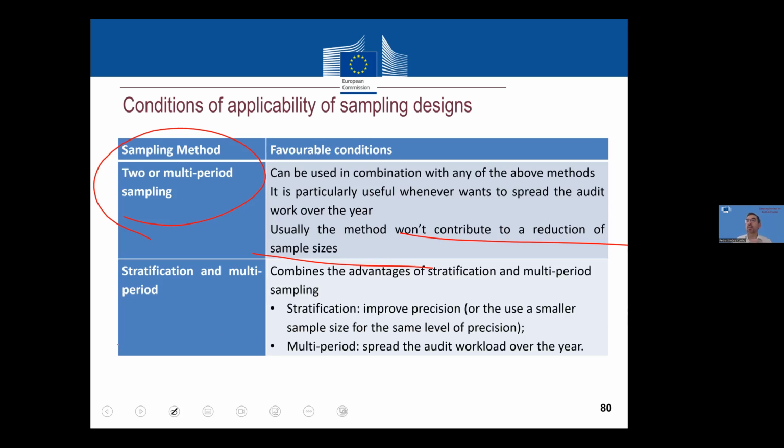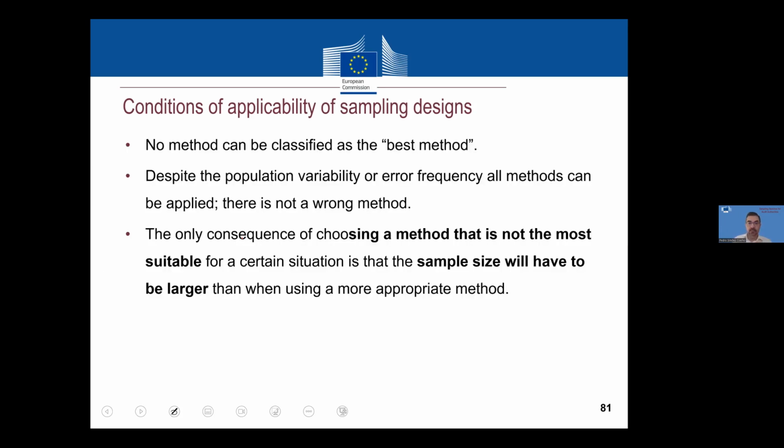But there is also something that several of you, several audit authorities, have done, which is using a combination of stratification and multivariate approaches. And by doing this, we can achieve both goals. Through stratification, we can improve precision or reduce sample size. And through multivariate approaches, we can spread the work over the year. Some additional notes.